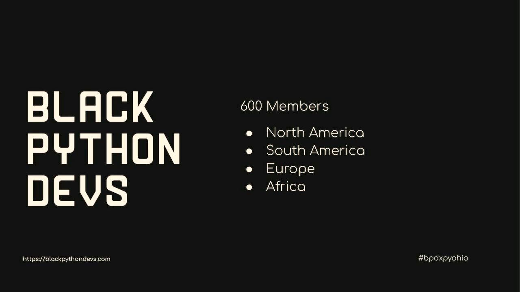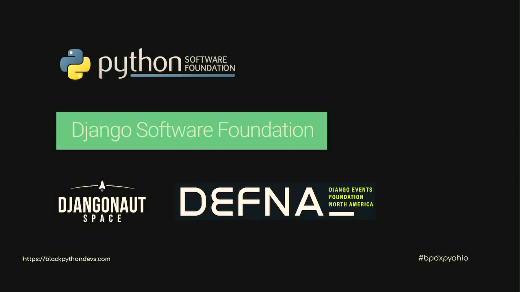We currently have 600 members from different parts of the world, North America, South America, and Africa as well. We are supported by communities like PSF, DSF, DEFNA, and Django Space, and you definitely meet Black Python devs in these spaces or environments.